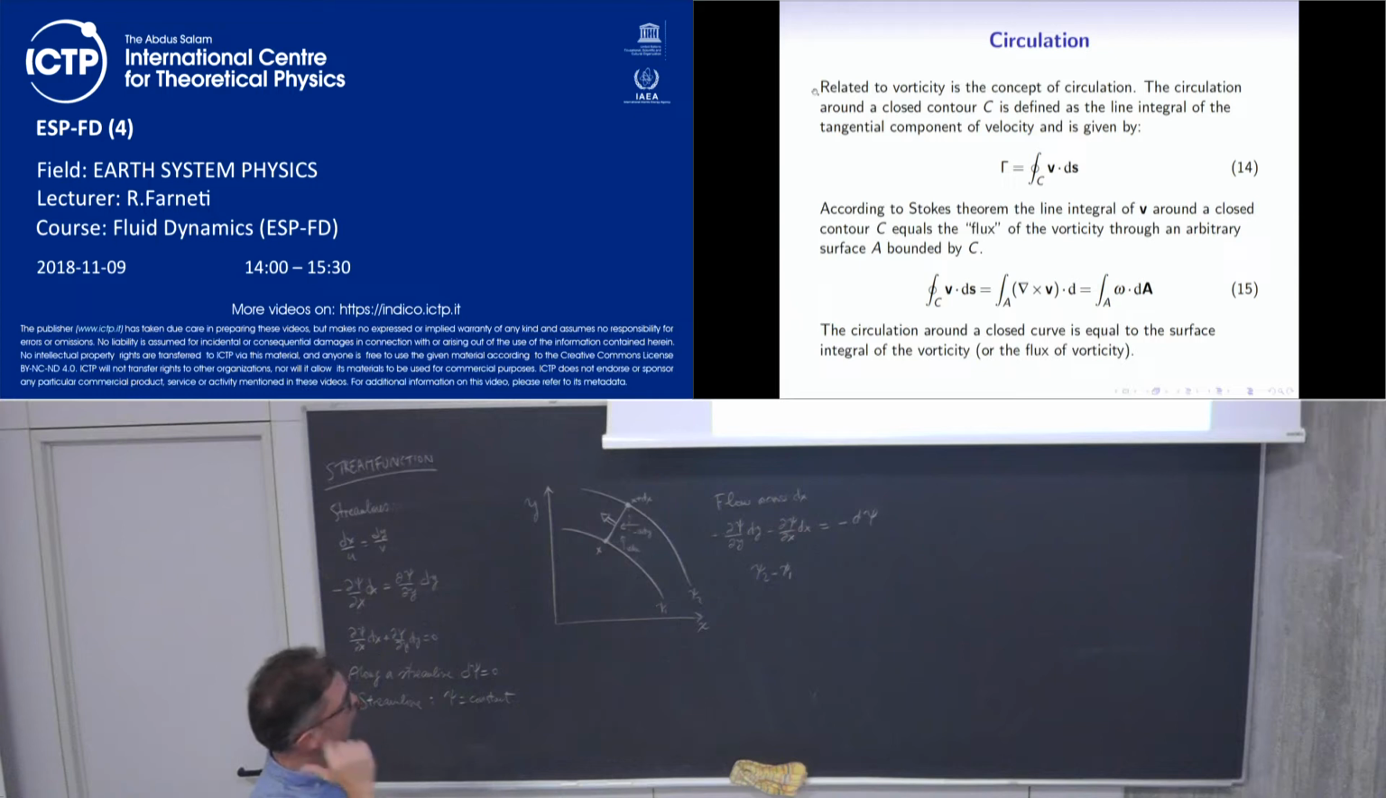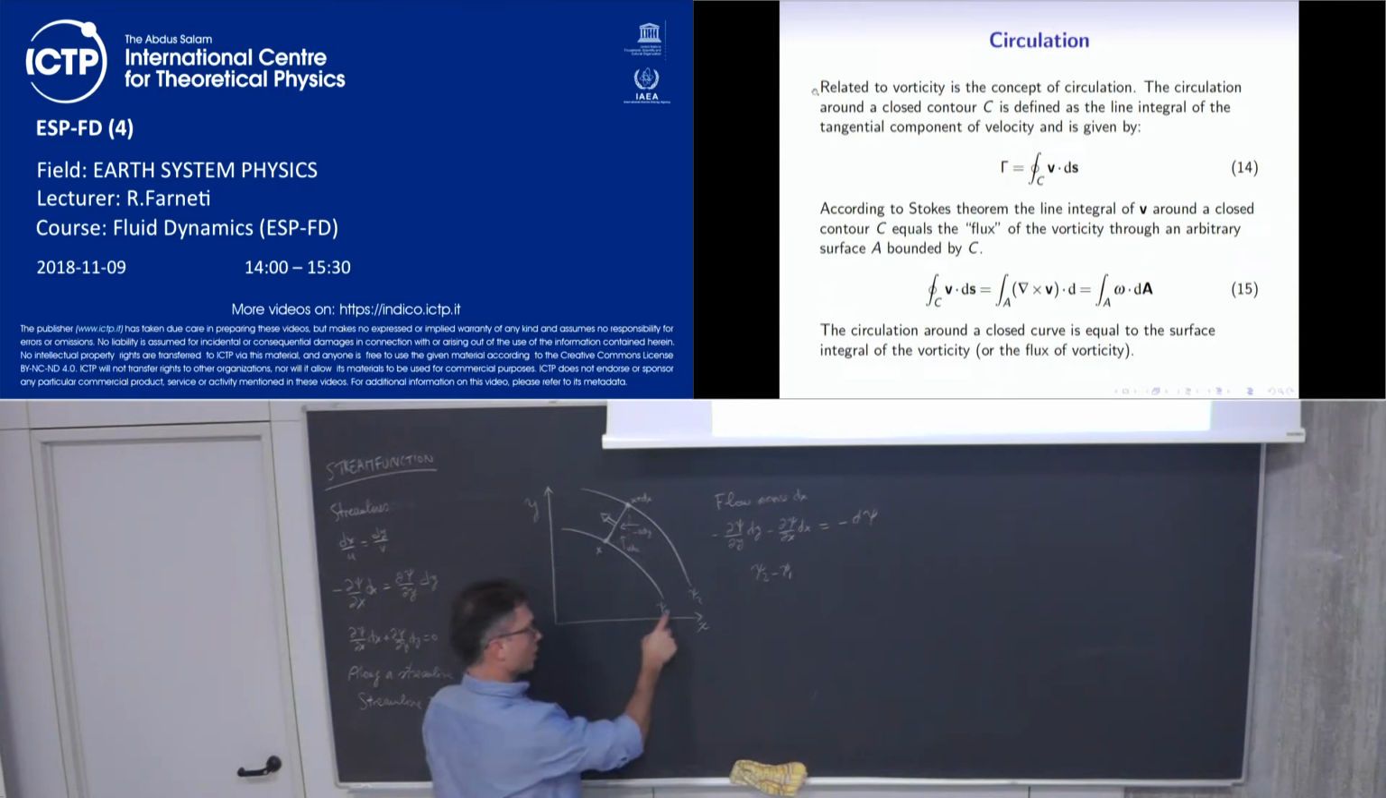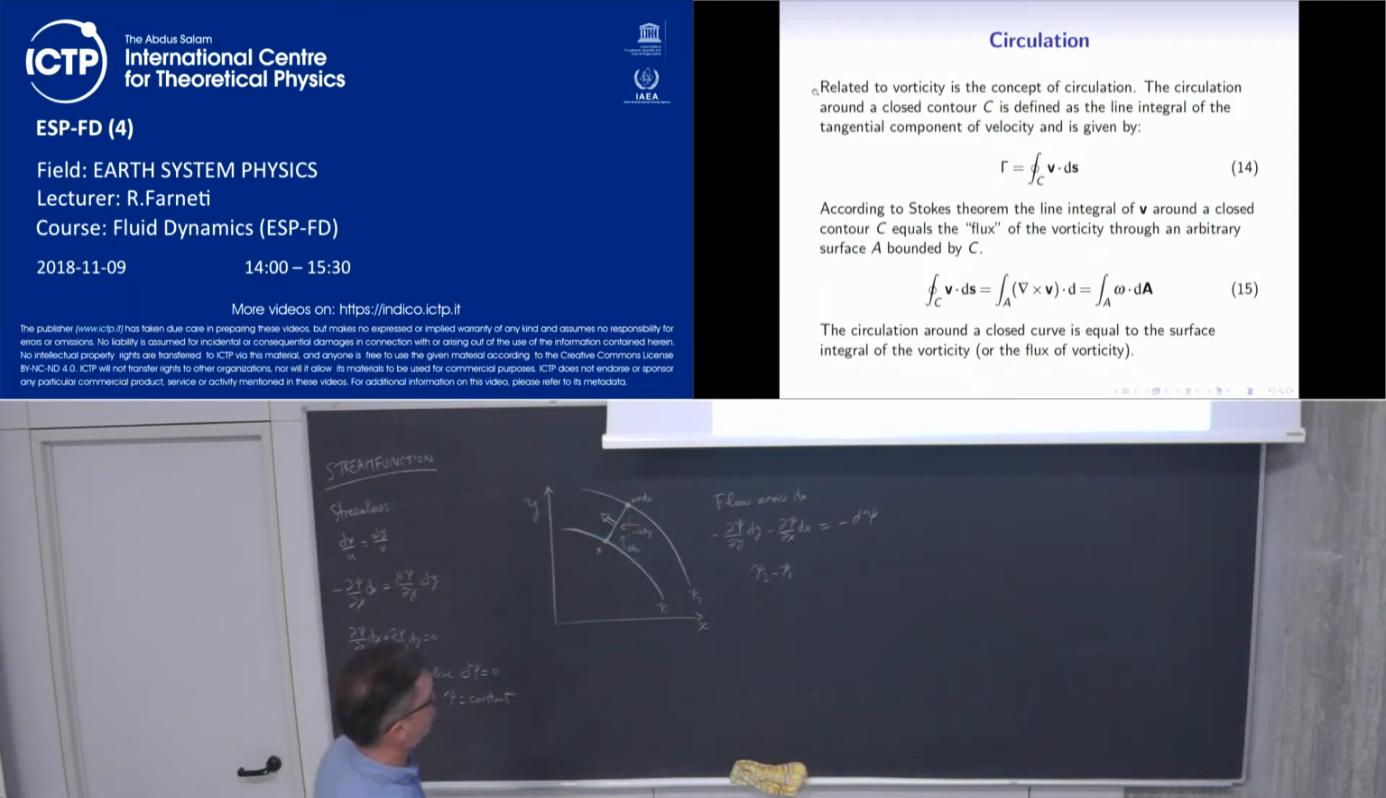Okay, so if you have your velocity vector, you can build your streamline. If you have your streamline, you can build your stream function. And then you can plot all your stream functions. And for example, this is a line where the stream function is a constant, which is also a streamline.